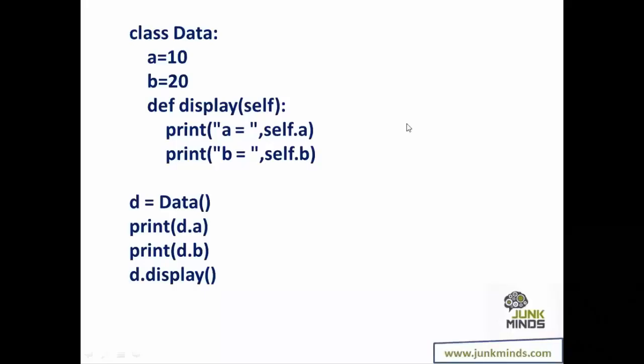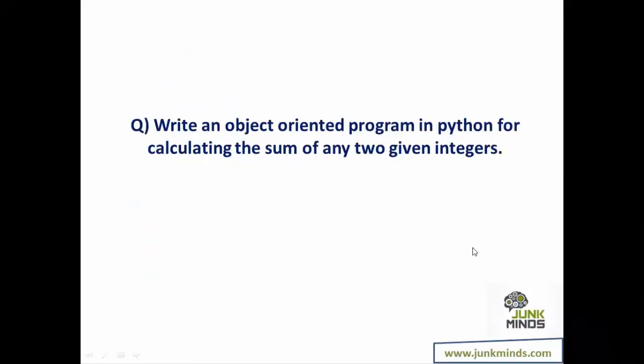So I'm going to another program which is similar to this, which will have slightly more methods, and then we'll talk about the importance of this word self. Iska importance kya hai? Observe. Now when I go ahead with this program, suppose एक program हम लोग अभी ये लिखते हैं, write an object-oriented program in Python for calculating the sum of any two given integers. तो अपन ने एक program लिखना है जिसमें I'm required to add two integers. ऐसा मैंने program लिखना है, ठीक है?